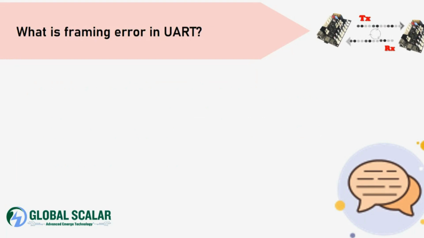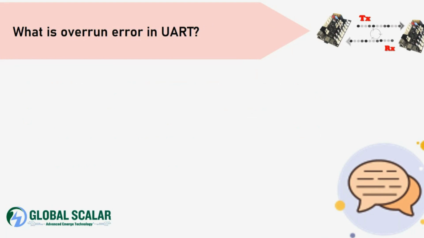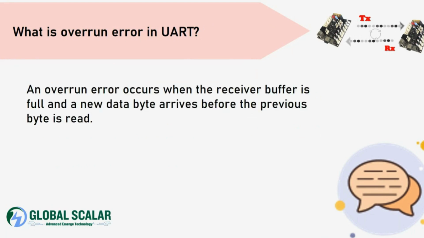What is frame error in UART? Frame error occurs when the expected stop bit is missing or incorrect, usually caused by mismatched baud rate or any noisy transmission happening between the two wires, the TX and RX wires. What is overrun error in UART? Overrun error occurs when the receiver buffer is full and a new data byte arrives before the previous byte is read. This leads to data loss.